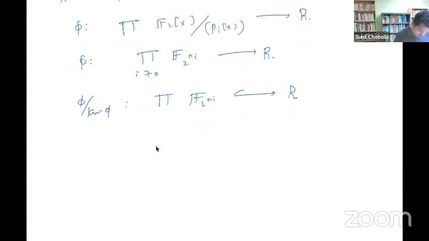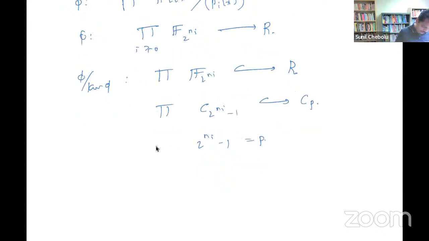units on both sides, this tells you that the product of cyclic groups, since these are finite fields, the multiplicative group is a cyclic group with one less than the cardinality of the finite field. So this one embeds into R star, but R star is C_P. And now by the structure theorem for cyclic groups, this tells you that 2 to the n_i minus 1 is equal to P. So that tells you that P is a Mersenne prime.